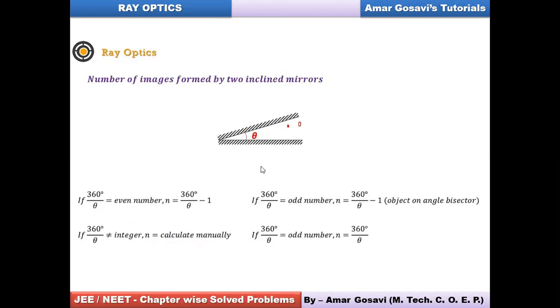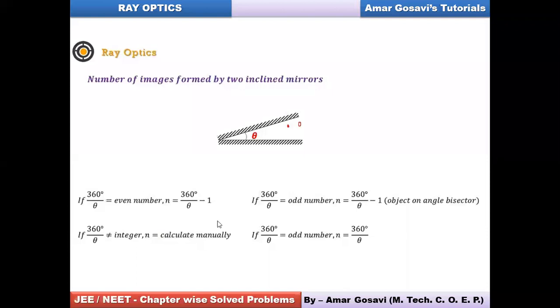But in the present situation, this particular object is not on the angle bisector. Then how would you establish the number of images if 360 by theta comes out to be an odd number? In that case, the formula which you want to use would be n equal to 360 by theta. So the number of images would be given by 360 divided by theta.